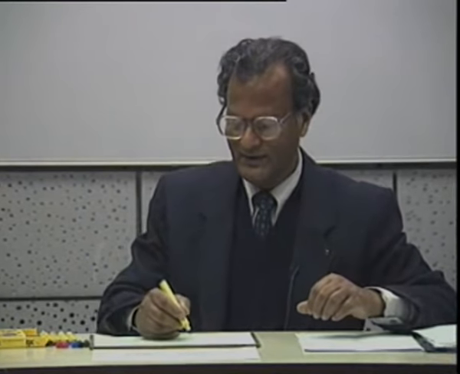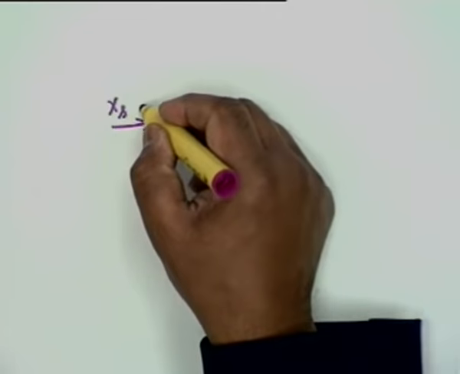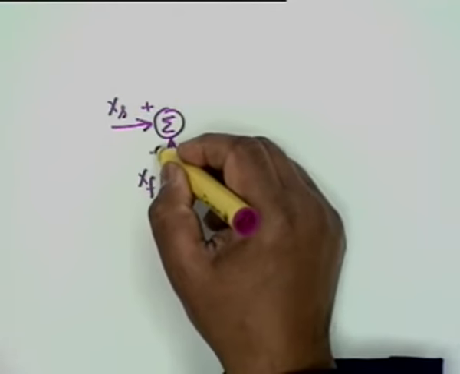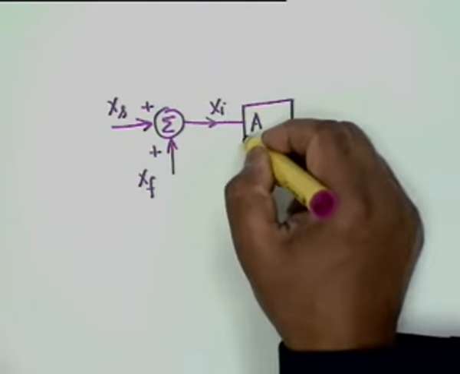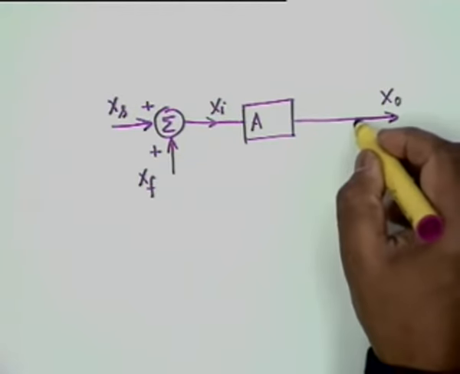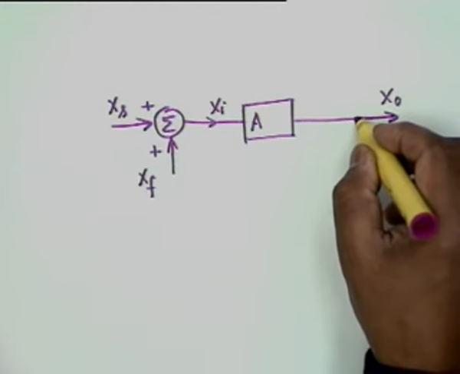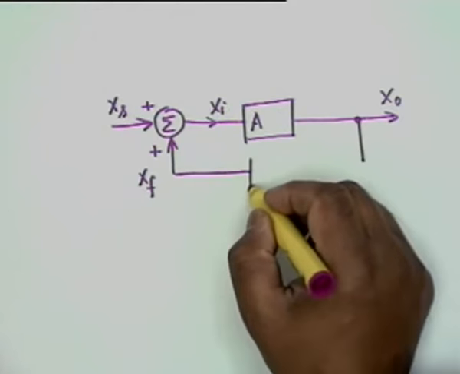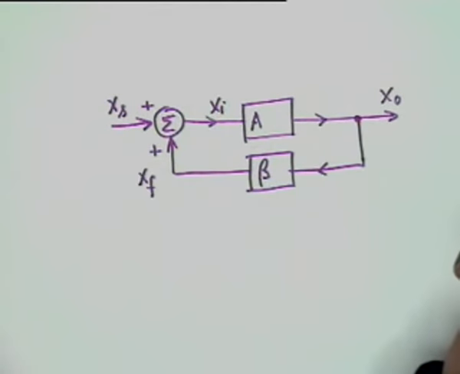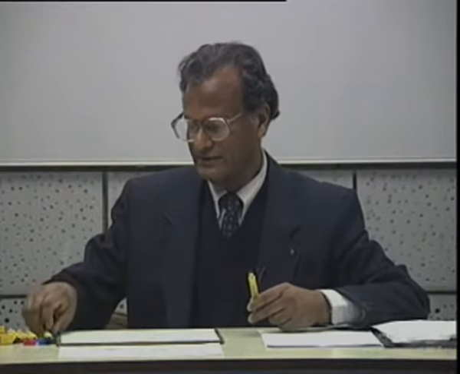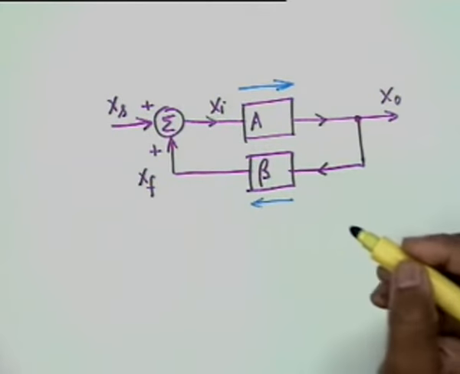And you recall that our general block diagram was that we have an XS and an XF, both are taken with a positive sign. This is XI, and then you have the basic amplifier A, the output is X0 through A, the sampling network, which we show simply as a line. We take a beta network through which is transmitted the signal XF, and the basic assumptions were that A was a forward looking device, it transmits in the forward direction, and beta transmits in the reverse direction only.